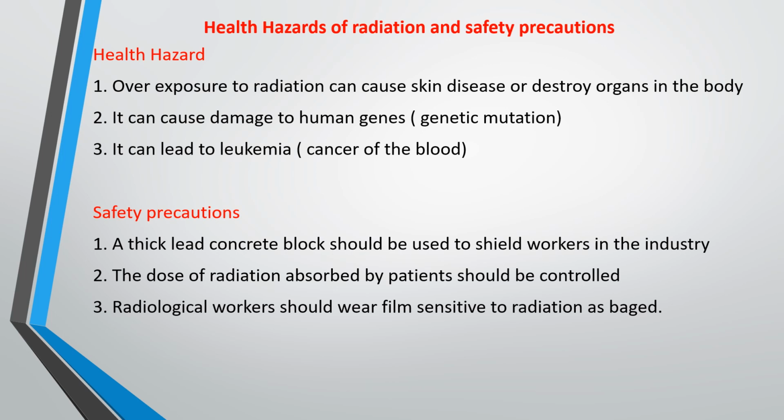One of the health hazards is that overexposure to radiation can cause skin disease or destroy organs in the body. It can cause damage to human genes, genetic mutation. It can lead to leukemia, which is cancer of the blood. With this in mind, there are precautions put in place to handle radioactive substances. One, a thick lead concrete block should be used to shield workers in the industry.